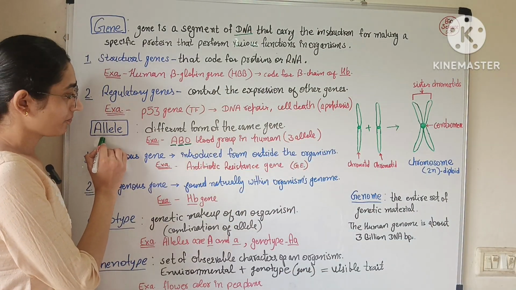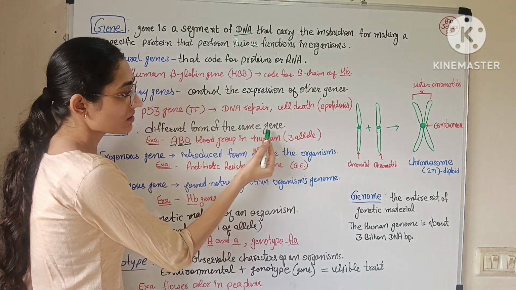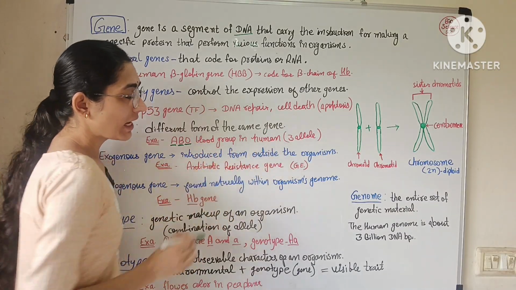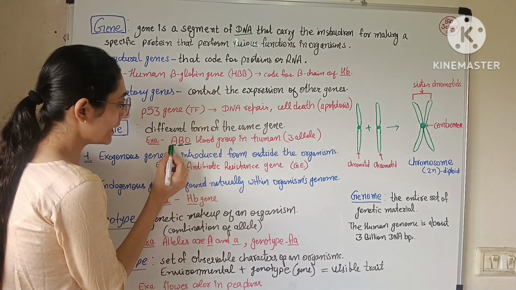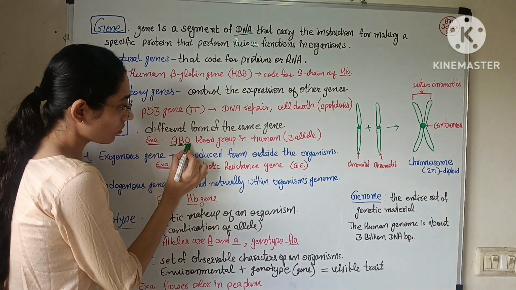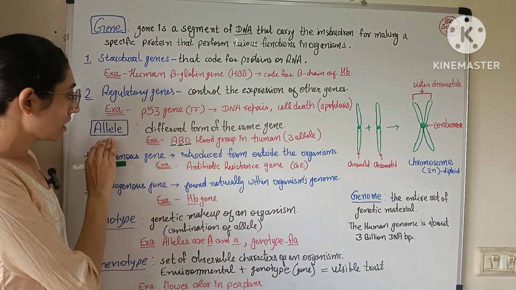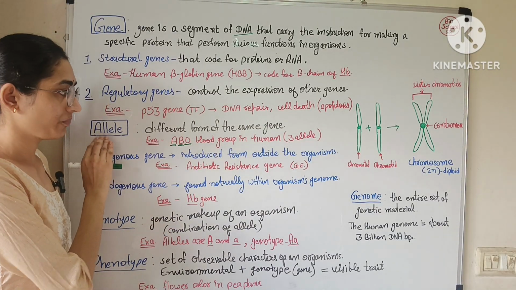Next is allele. Allele is a different form of the same gene. For example, ABO blood group in human. There are three types of allele: allele A, allele B and allele O. Every gene in human exists in two copies of allele.